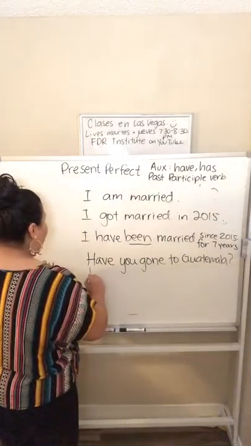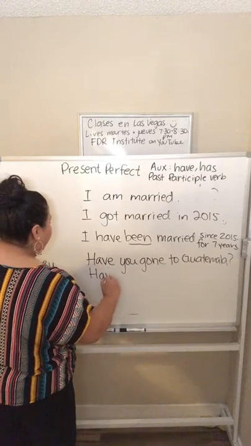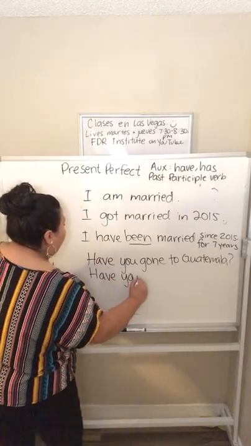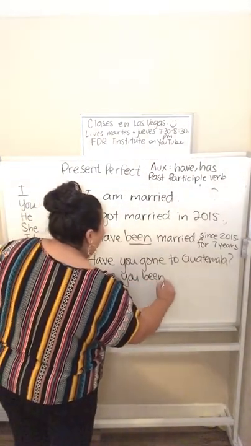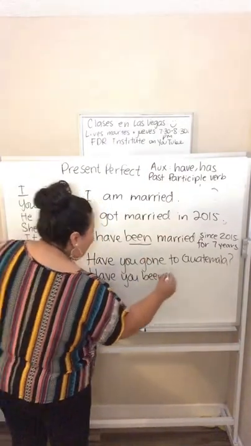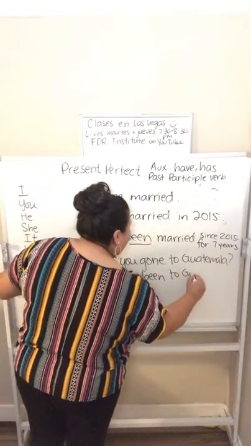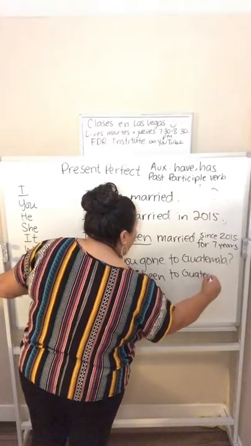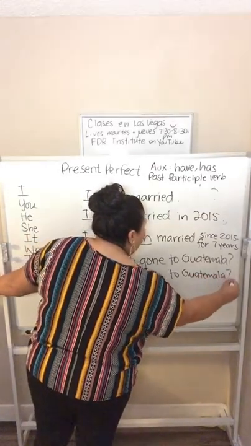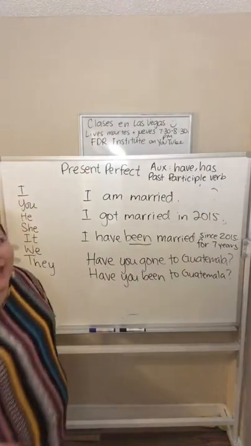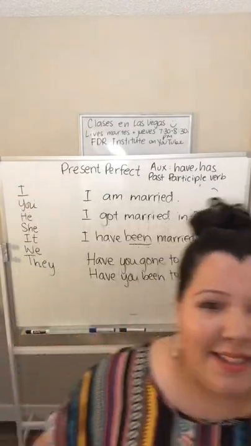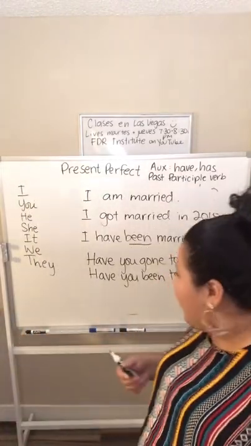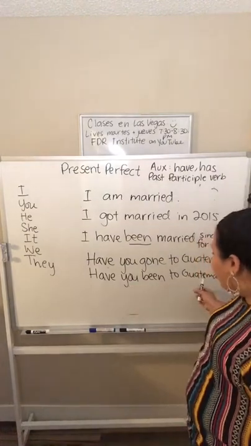Or have you been? Have you been to Guatemala? El verbo to be. Este, guys, been, again, es sido o estado. So, es parecido a preguntar, ¿has estado en Guatemala? Pero really, lo que es, conoces. Like, ¿has ido, conoces a Guatemala? Have you been to Guatemala?